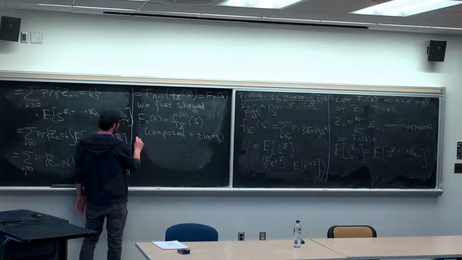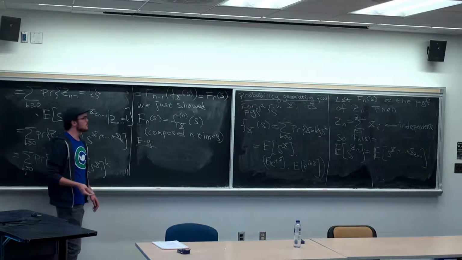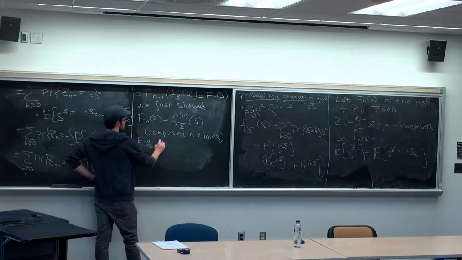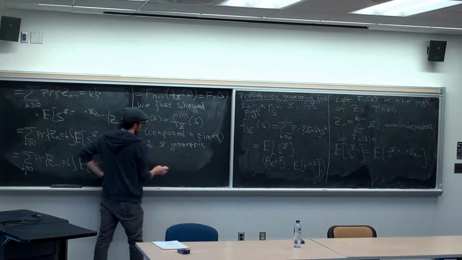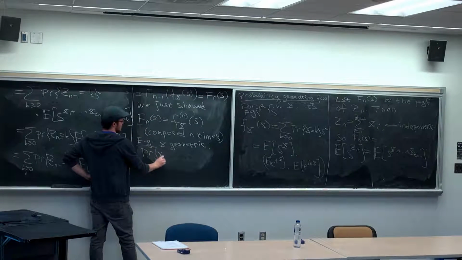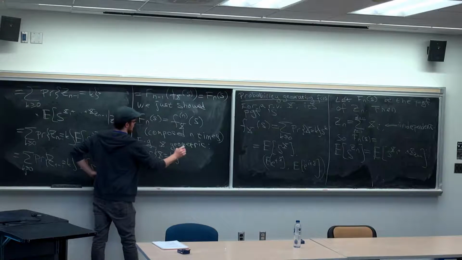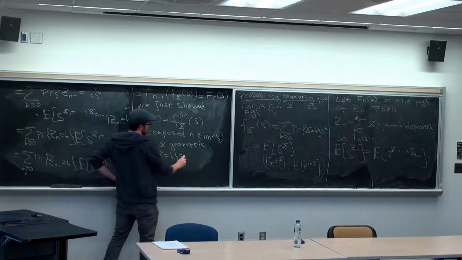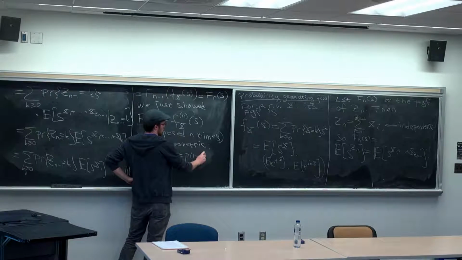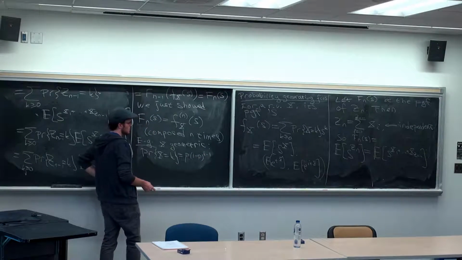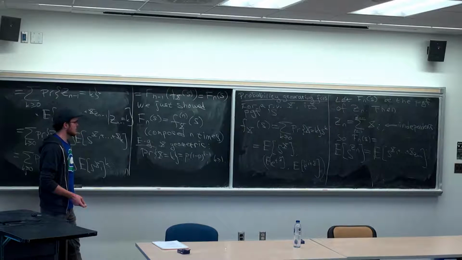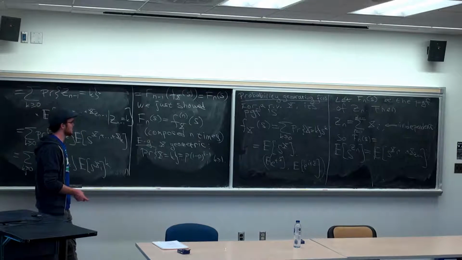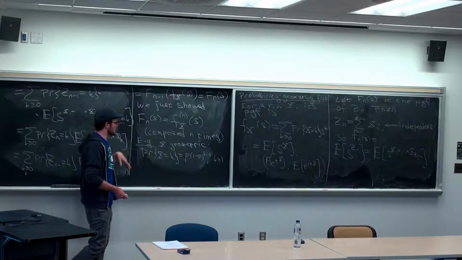The nicest example I can think of is if X is geometric, which just means that the probability that X is k is p times (1 minus p) raised to k minus 1, for k at least 1. This is a very common random variable. p is just a fixed constant between 0 and 1.